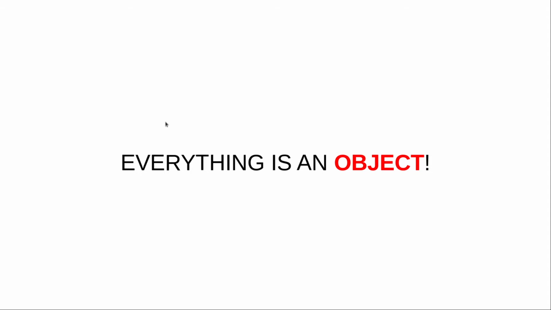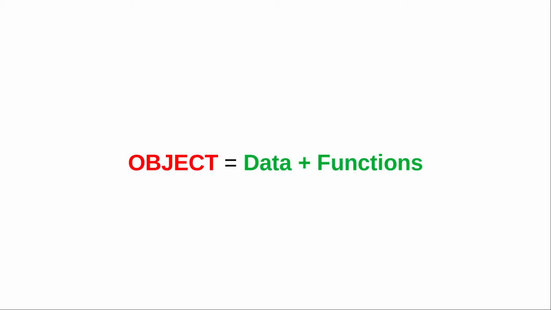In this video, we are going to take a look at the most fundamental concept in Python, which is called object. Python is an object-oriented language, and everything in Python is an object. And by everything, I mean variables, data types, the functions, everything is an object. But then the question is, what is an object? An object is nothing but data and functions packed together as one unit.